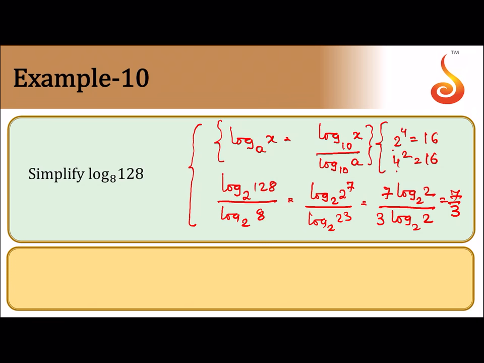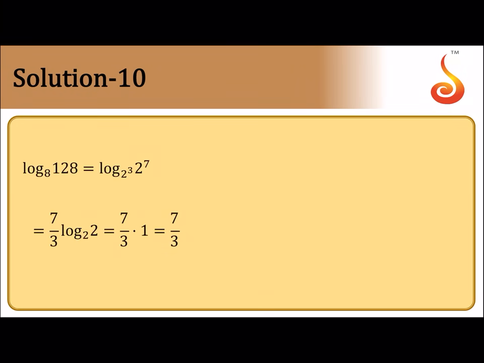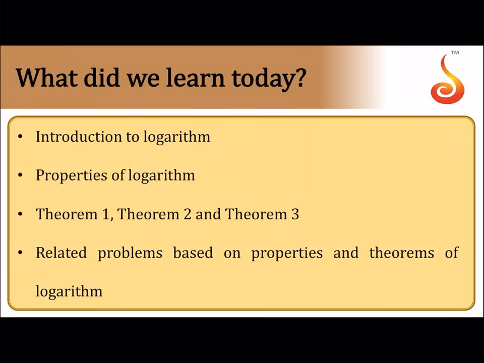So this is the formula once again. Whenever I write a curly bracket, it is a formula. We change base 8 into base 2. So the answer is 7 by 3. Directly also you can do it. Once you get practice, you can write directly 7 by 3 log base 2 2, which is equal to 1.